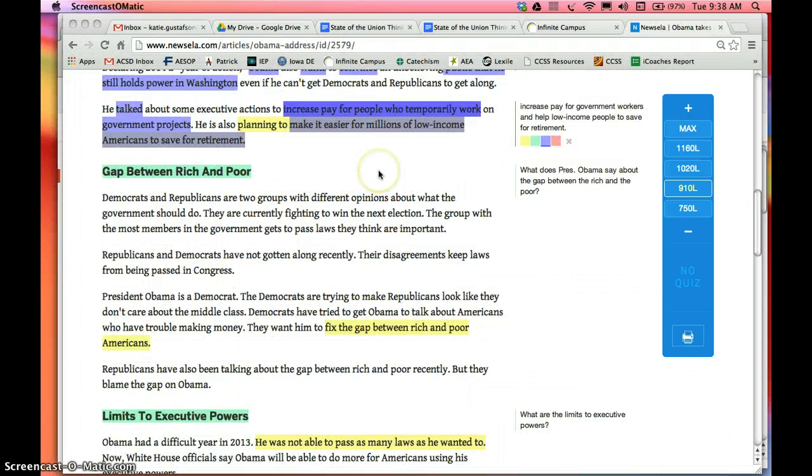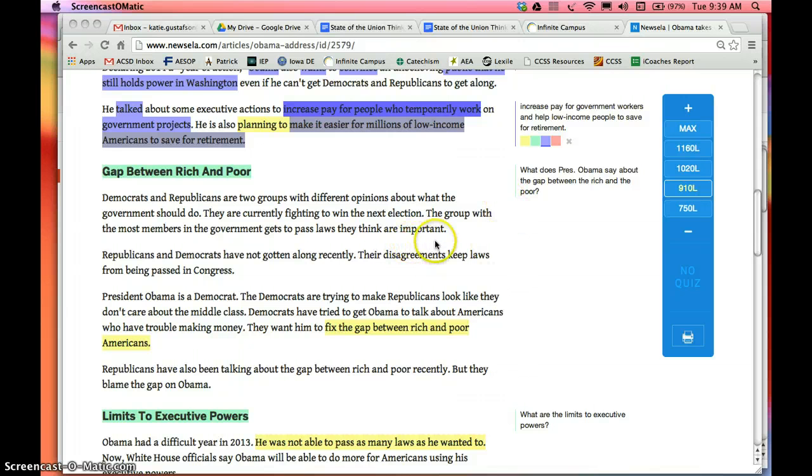The next question I generated from the heading was, what does President Obama say about the gap between the rich and the poor? As I read this next section, I'm going to re-ask myself that question when I come across information that I think answers it. So, Democrats and Republicans are two groups with different opinions about what the government should do. They are currently fighting to win the next election. The group with the most members in the government gets to pass laws they think are important.